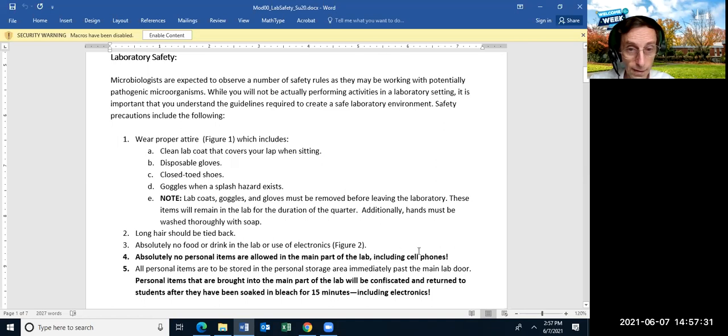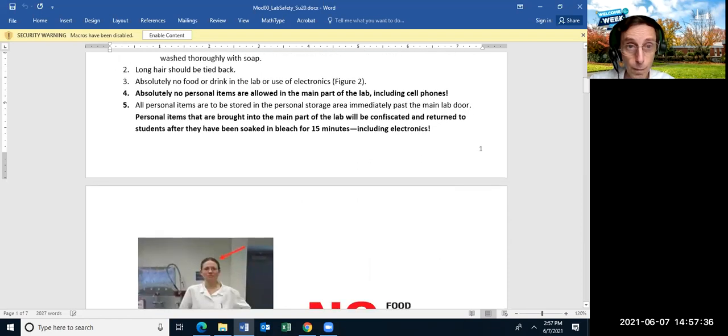No food or drinking in the lab. No use of electronic equipment. No personal items are allowed in the lab. If you bring them into the lab, they will be confiscated. Like you could bring in a pencil or a paper, but then that pencil or paper or whatever you bring in the lab must remain in the lab until it is treated with bleach or autoclave. And obviously paper and pencil can be autoclaved and the pencil can be bleached.